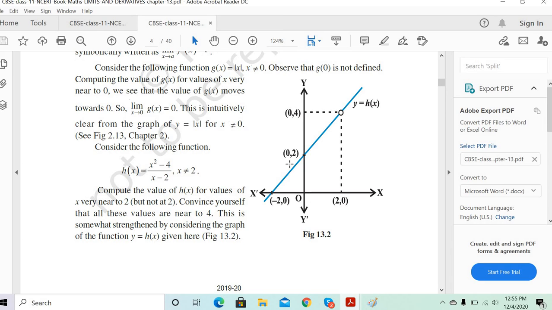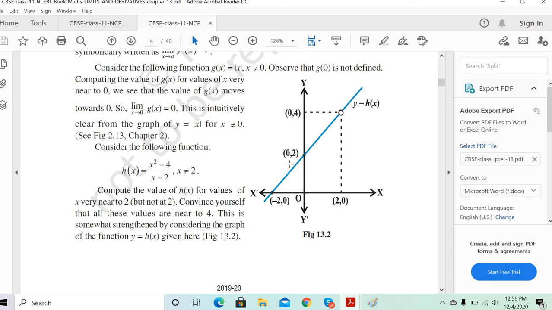But when you give the value something like 2.1 or 1.9, then you will get some positive value only, because for 1.9 you get 1.9 minus 2, a negative value, and 1.9 square minus 4, also negative, so the ratio is positive, correct? So that's why the graph shows the point minus 2 comma 0. There is a line which is going there, and you see there is an empty circle at the point 2 comma 0.